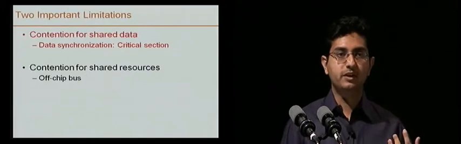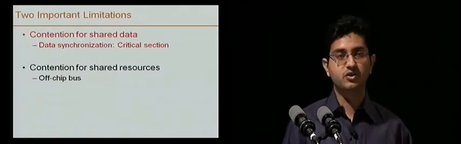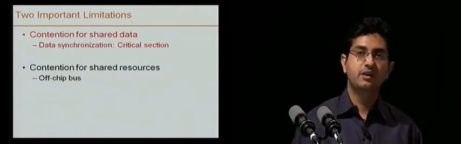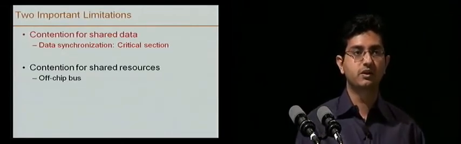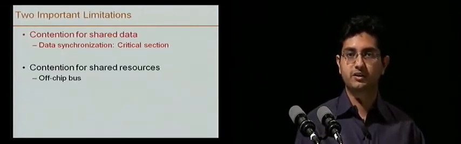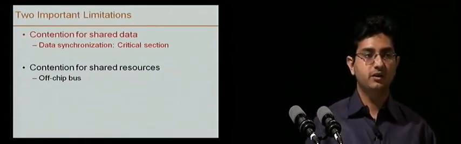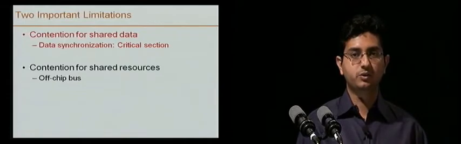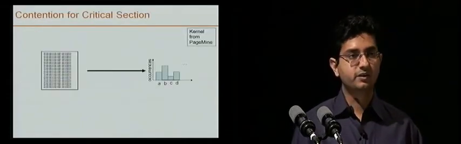There are two important limitations which lead to this saturation of performance: contention for shared data and contention for shared resources. Contention for shared data occurs when programmers use critical sections to synchronize accesses to shared data. The semantics of a critical section dictate that only one thread can execute it at a given time. Let's look at an example.